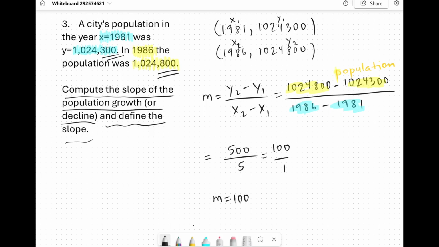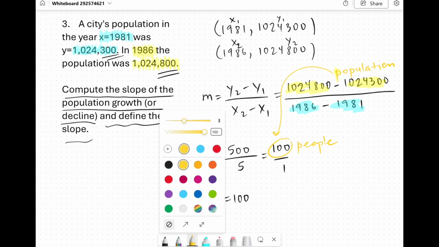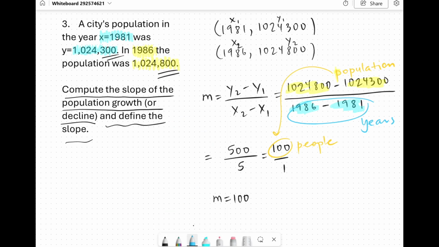So on the top, we started with population. So population here, and I have it written in yellow here. This is people. And then at the bottom in blue, you have years. So we have people over years, specifically 100 people per 1 year. So the meaning of the slope is that the population of the city grew by 100 people per year.